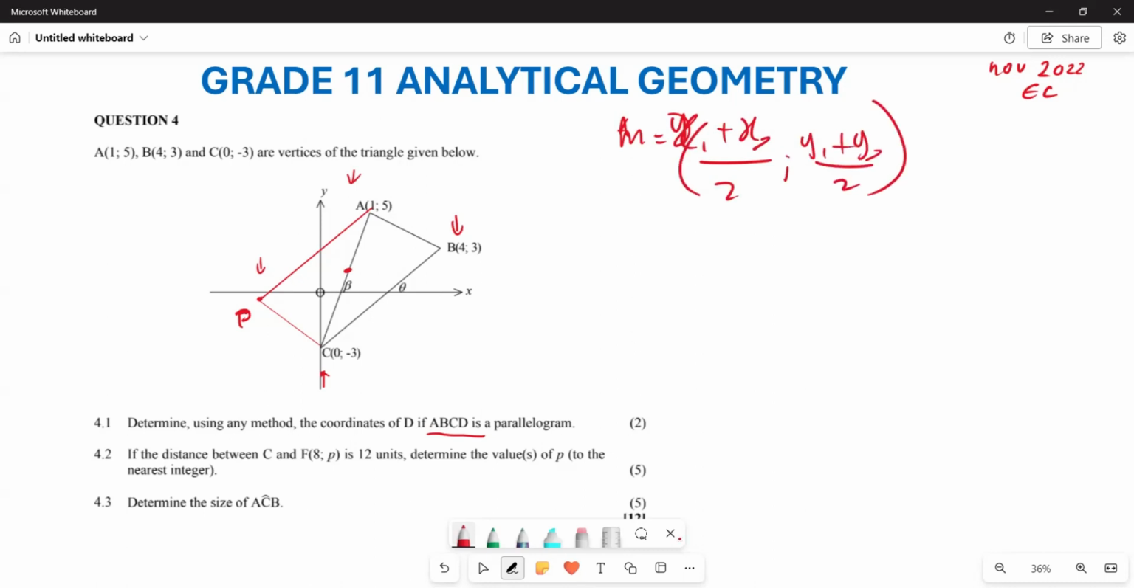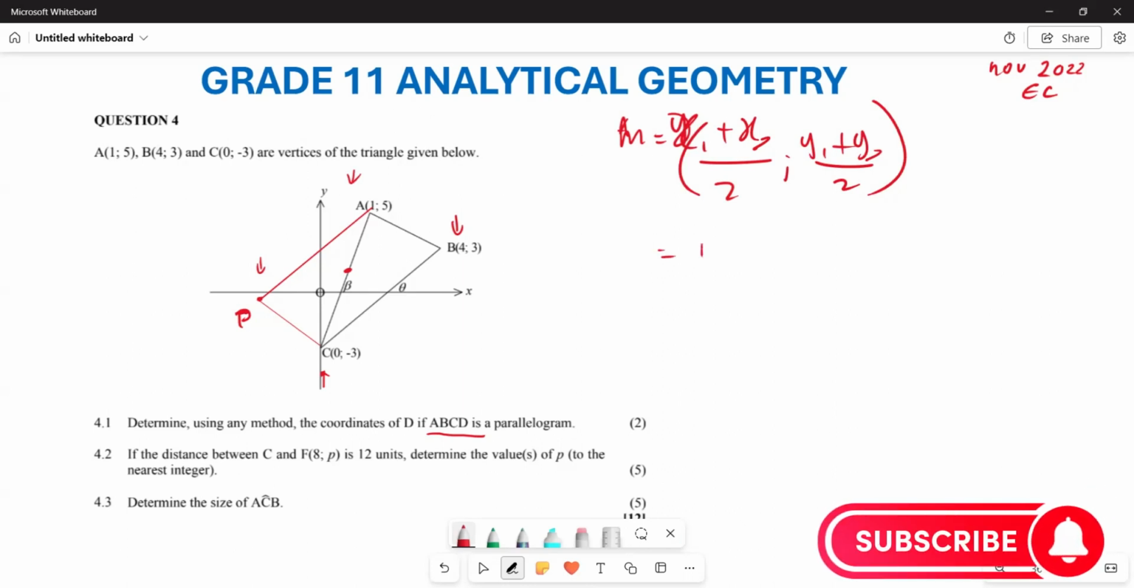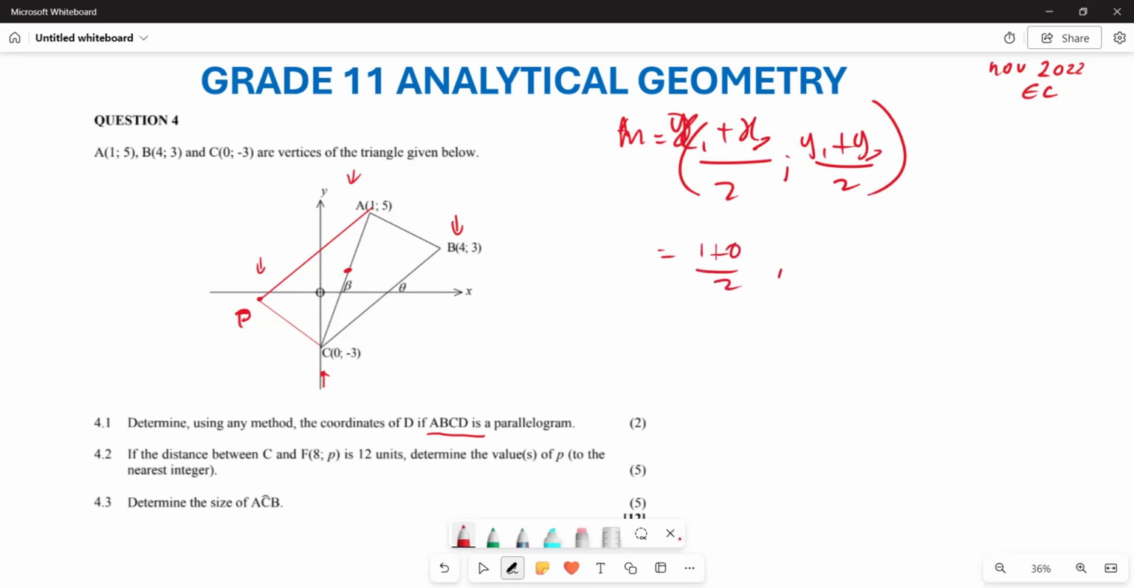Altogether. And what else are you going to do from here? This is going to be 1 plus 0 over 2, and the other one is going to be 5 plus negative 3 over 2. This is 1 over 2. And this one is 5 subtract 3, which is 2. 2 over 2 is 1. So basically, I know that my midpoint here is 1 over 2 and also 1.